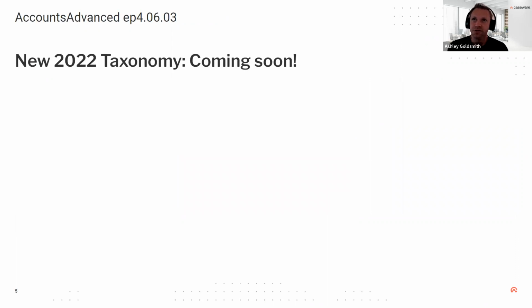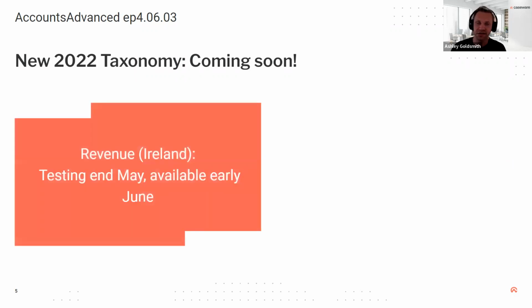Moving on to the next slide, we've got the 2022 taxonomy. Now, as most of you will be aware, for XBRL purposes, a new taxonomy is released periodically. It seems to be pretty much every year at the moment. And for those of you that attended the recent user groups, you might have heard me mentioning that this was planned to be going out in this ePack, ep4.06.03.